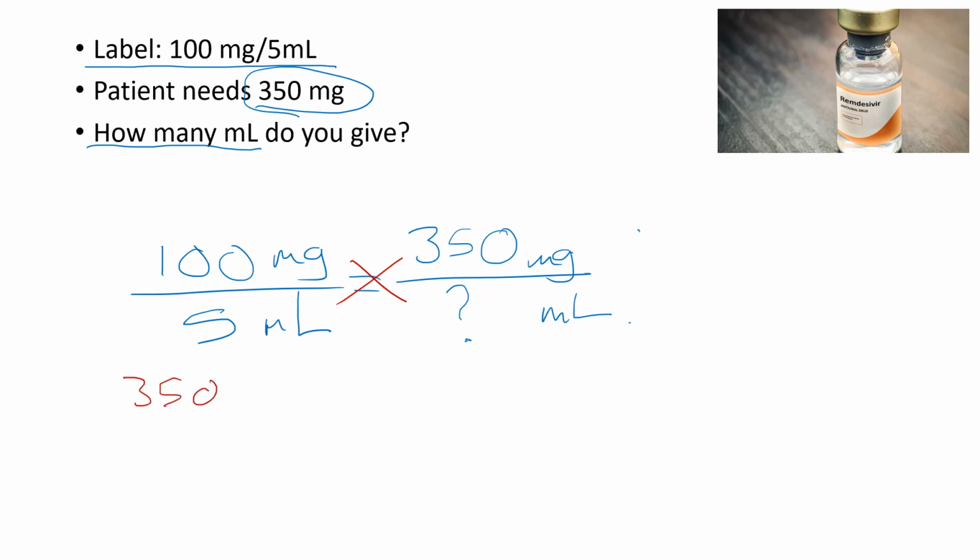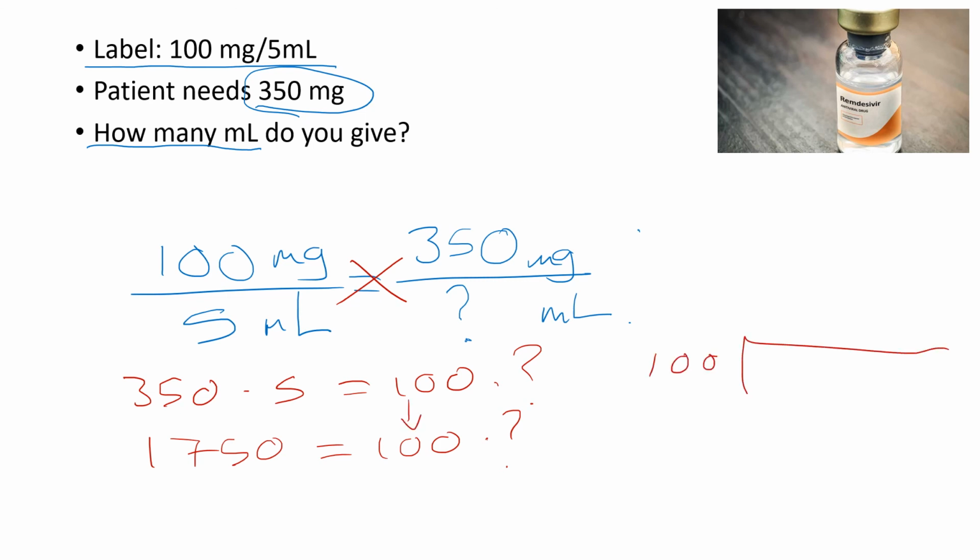So 350 times 5 equals 100 times our mystery number. And then after that, you'll do your multiplication. So 350 times 5 is 1,750 equals 100 times our mystery number. And then we're going to divide that by the number multiplied to the variable, that guy there. So 100 on the outside, 1750 on the inside. So 100 will go into 175 once. It'll give us 100, subtract and get 75, bring down your 0.